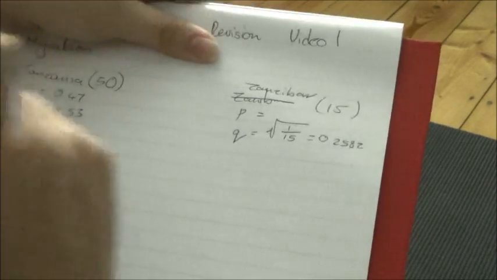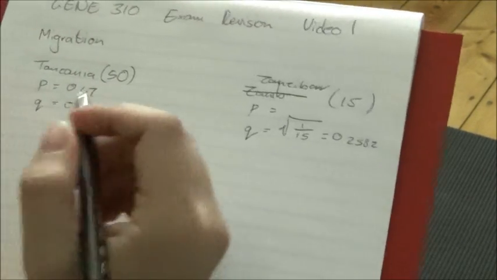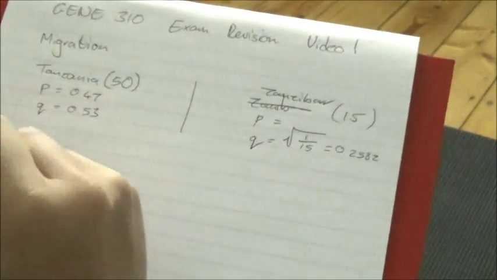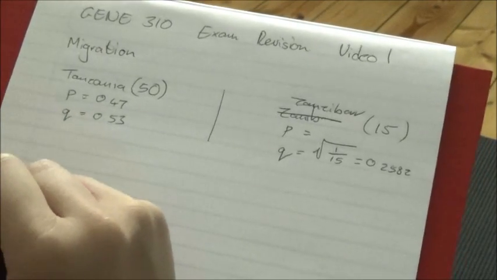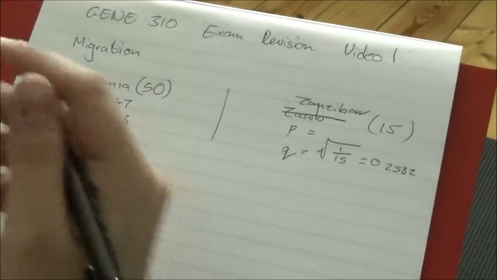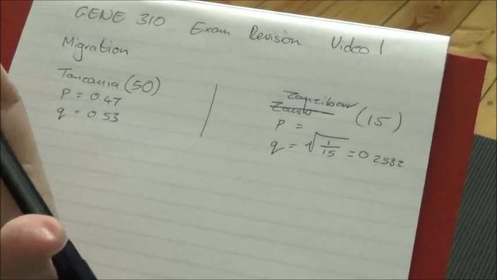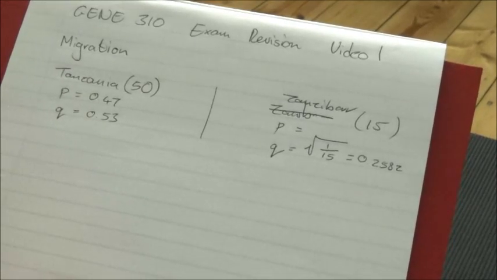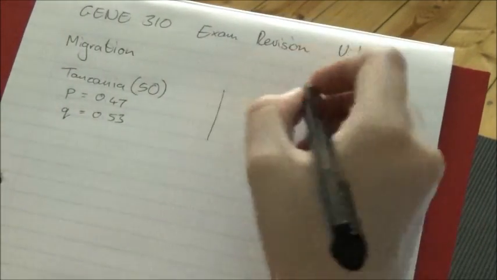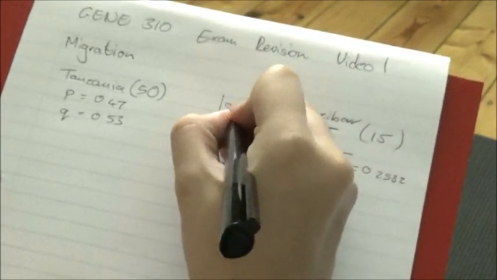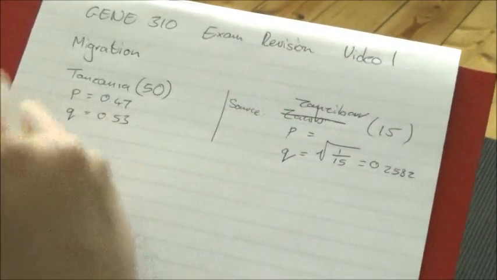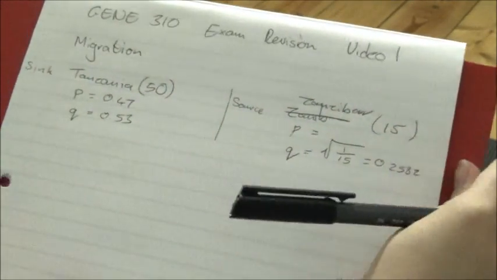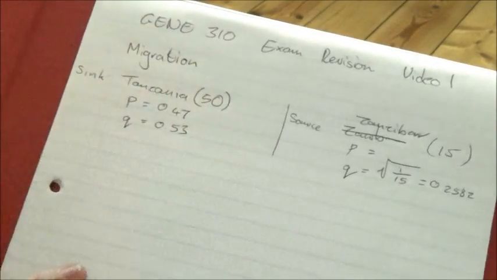So first things first, we need to understand that these are two separate populations which existed before the migration event. First we have to determine the sink and the source population. In the question it says that the Zanzibar population was moved into the Tanzanian population, which means our source is the Zanzibar population and our sink is the Tanzanian population.